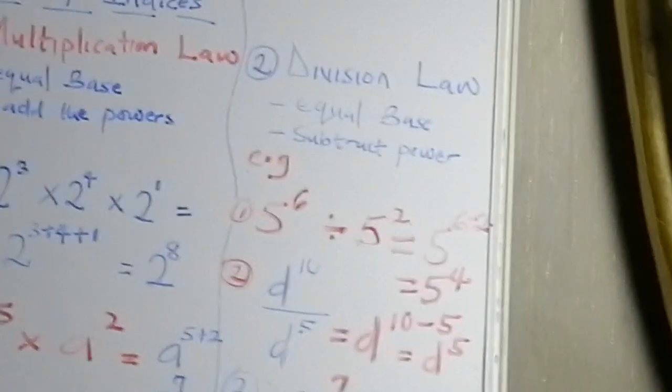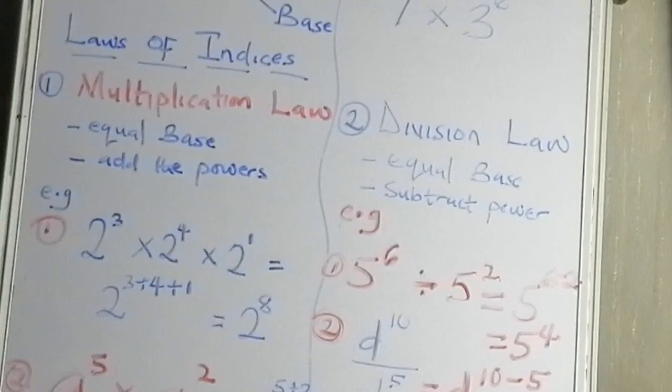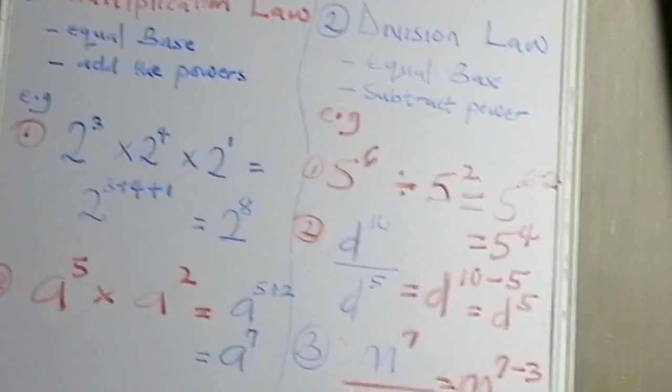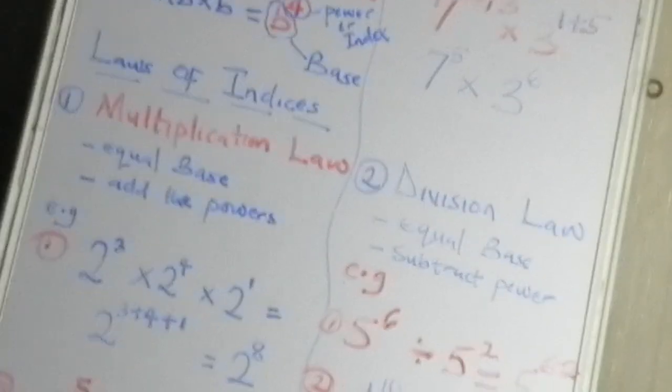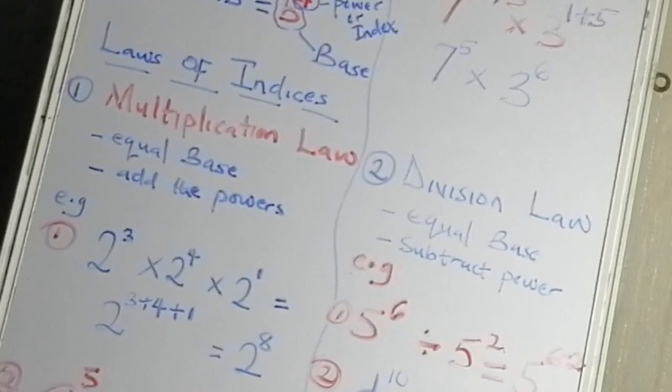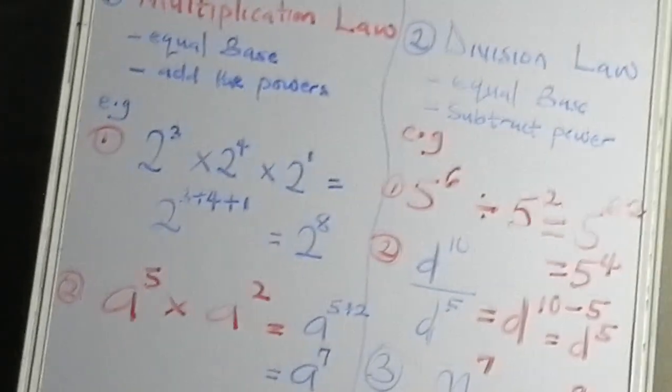Just note: multiplication law, equal bases, add the power. Division law, equal bases, subtract the power. Those are the things you just need to note. So I just give this one as an example that you can play around with. We have b raised to power 5 divided by b raised to power 0, and I've done something related to 0 here. This one is the same thing as k raised to power m divided by k raised to power n. So in our next class, we'll continue with laws of indices.